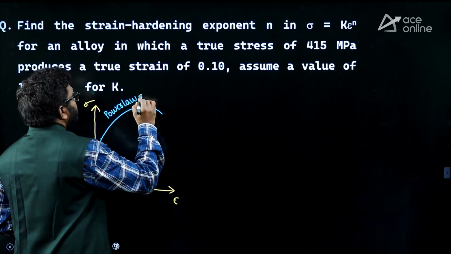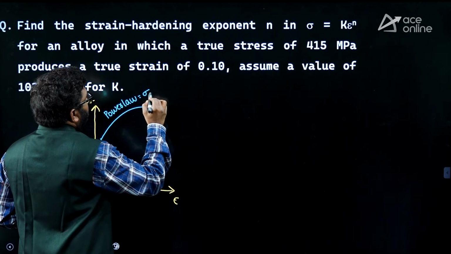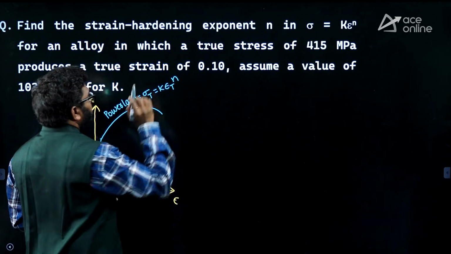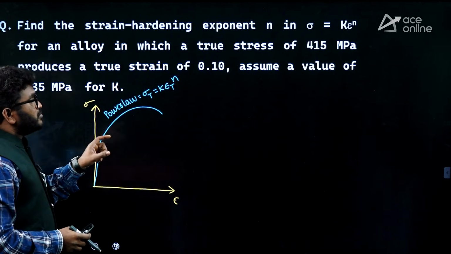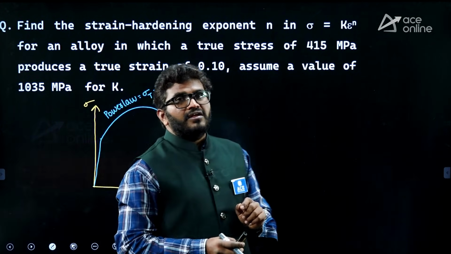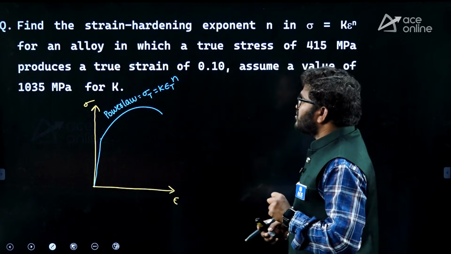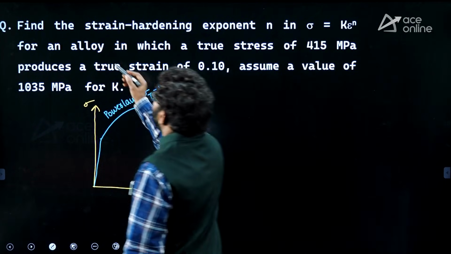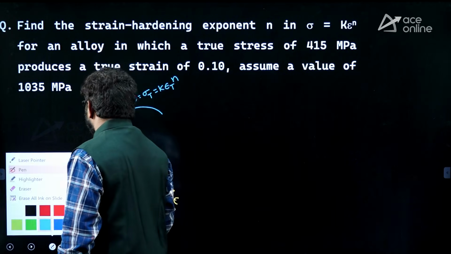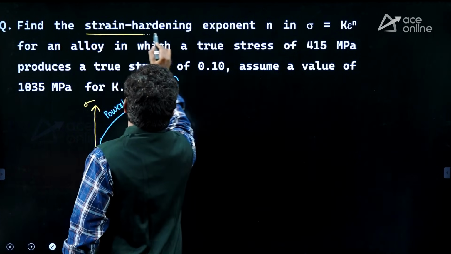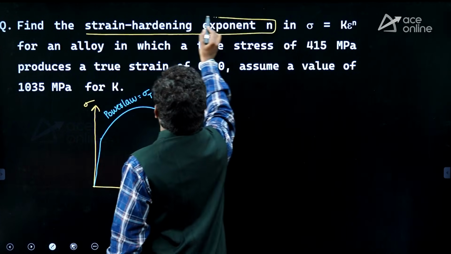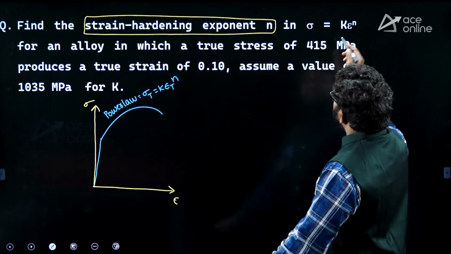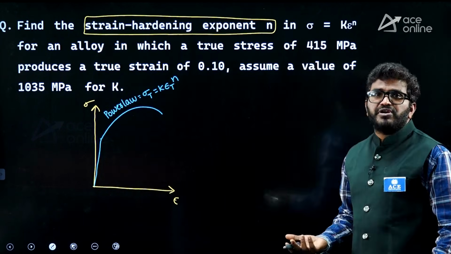So, here power law is what you know? Sigma T is equal to K into epsilon T power n. Here K and n values are constant. And sigma T and epsilon T values are going to change. So, in this question, they are asking strain hardening exponent. They are asking strain hardening exponent n value by using this equation. Equation also given in this question, very simple question.